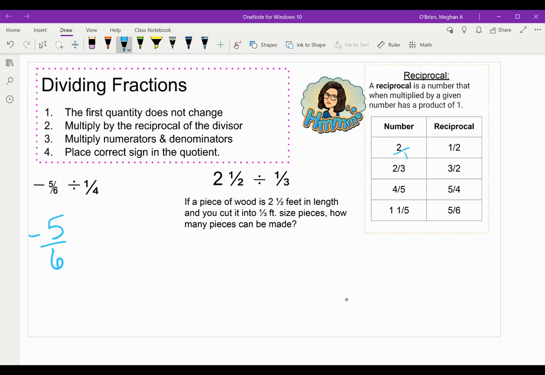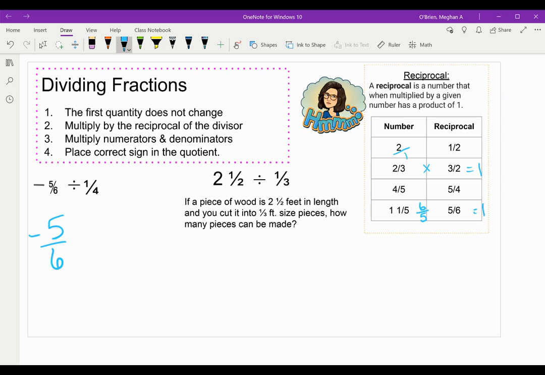The reciprocal would be 1/2, because if we flip those around and we multiplied across, we would get 1. 2/3. The reciprocal is 3/2, because again, if we multiplied these, we would get 1 whole. Same with 4/5, turns to 5/4. 1 1/5 is the same as 6/5. If we multiplied that by 5/6, we would get 1. Okay, so just know that the reciprocal is just flipping it around so that we get a product of 1. Back to our problem, 5/6 is what we start with.